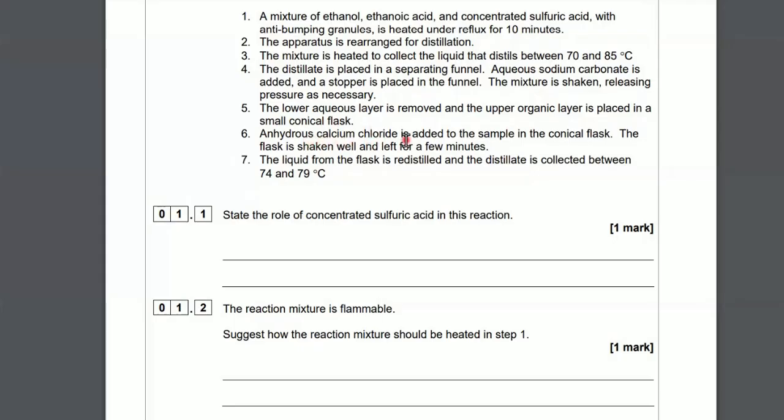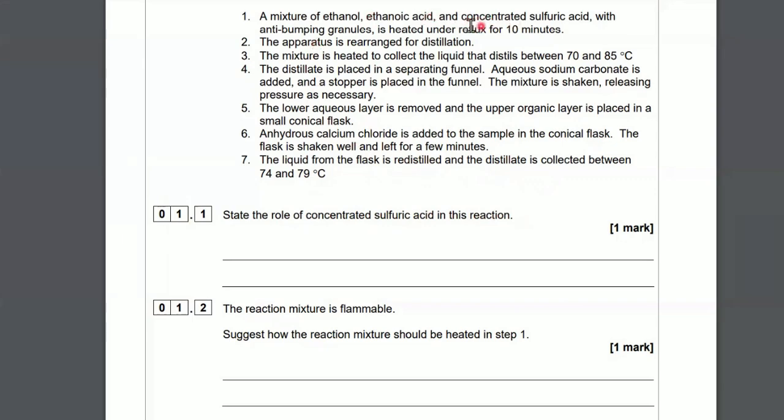The lower aqueous layer is removed and the upper organic layer is placed in a small conical flask. Part 6, anhydrous calcium chloride is added to the sample in the conical flask. The flask is shaken well and left for a few minutes. 7, the liquid from the flask is redistilled and the distillate is collected between 74 and 79 degrees. Woo, that was serious. 1.1, state the role of the concentrated sulfuric acid in the reaction, 1 mark.